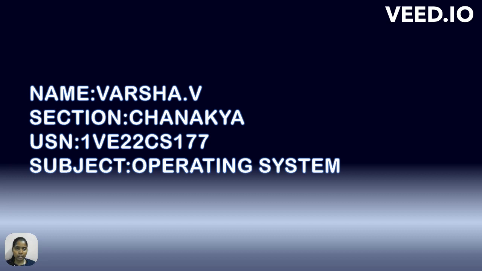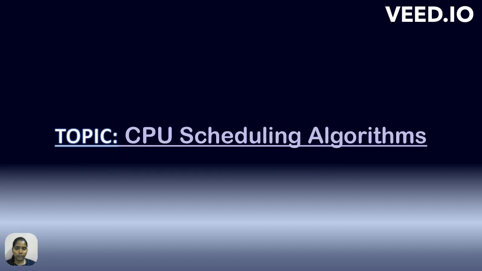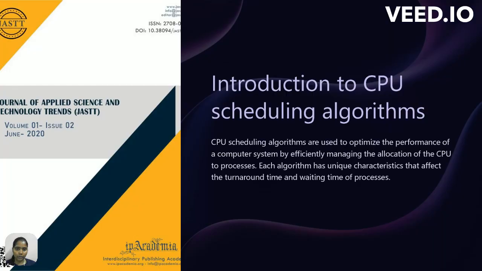Today I am going to discuss the subject operating system. In that, the topic is CPU scheduling algorithms. Let us see the introduction to CPU scheduling algorithms. CPU scheduling algorithms are used to optimize the performance of a computer system by efficiently managing the allocation of CPU to processes. Each algorithm has unique characteristics that affect the turnaround time and waiting time of processes.